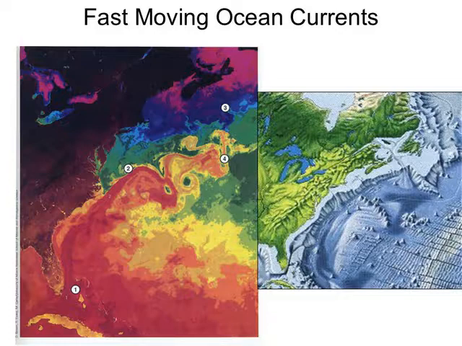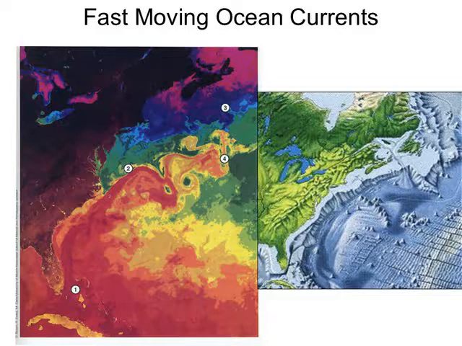Those are what's known as cold core rings, and that means that as this current is meandering away from the coastline, it creates circular rings that are moving, and they get snipped off from the current itself, and they keep moving into the deep ocean.